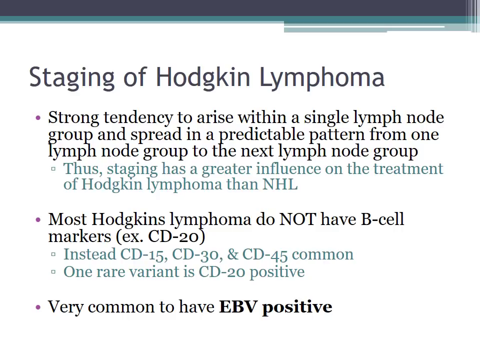Most Hodgkin's lymphoma patients do not have the B cell markers present, so like CD20 as we saw in some of the other cases. Instead, they have other markers such as CD15, which is a myeloid cell line adhesion molecule, CD30, which is a TNF-alpha receptor, and CD45, which is a leukocyte antigen. There is one variant of Hodgkin's lymphoma that does have a CD20 positive variation. It's also important to make sure you look at Epstein-Barr virus and its implications in non-Hodgkin's lymphoma. And you often see that they're Epstein-Barr virus positive.